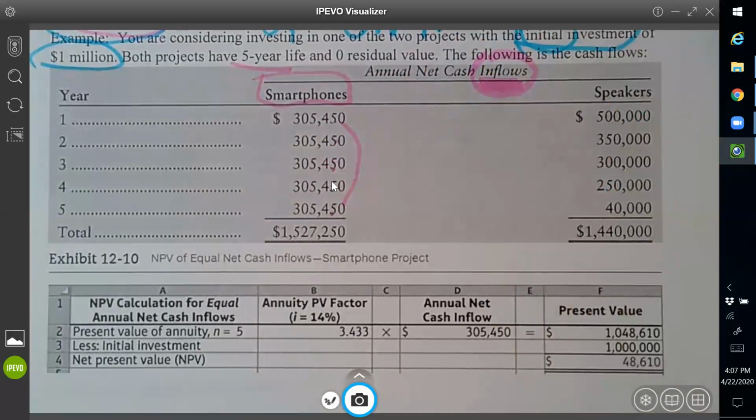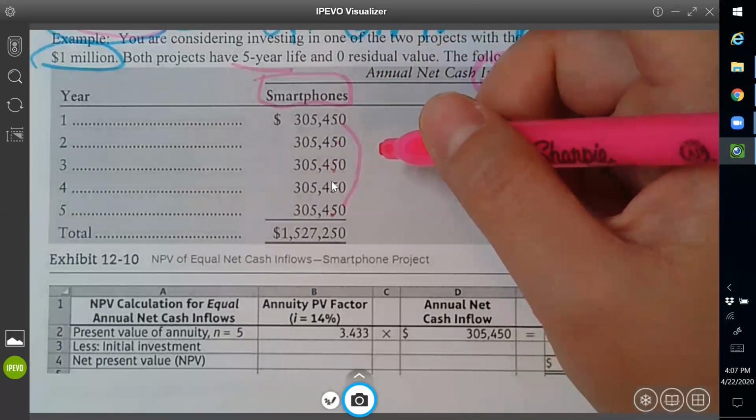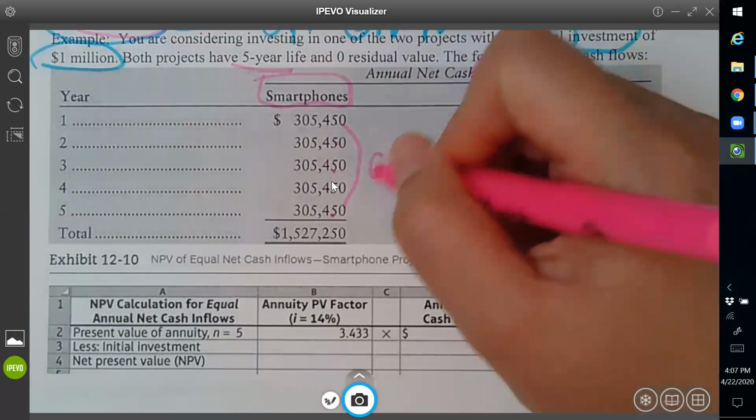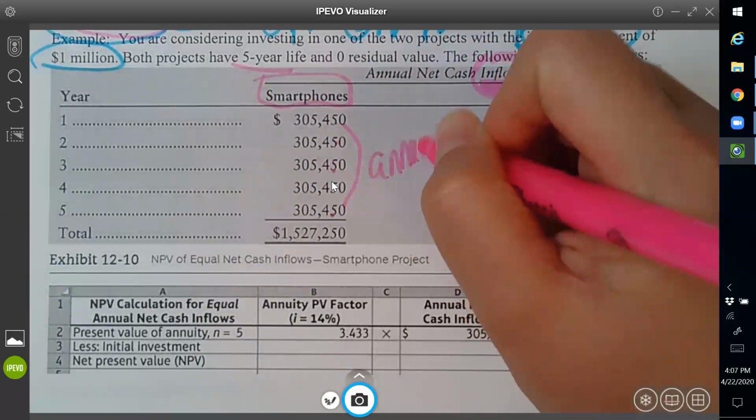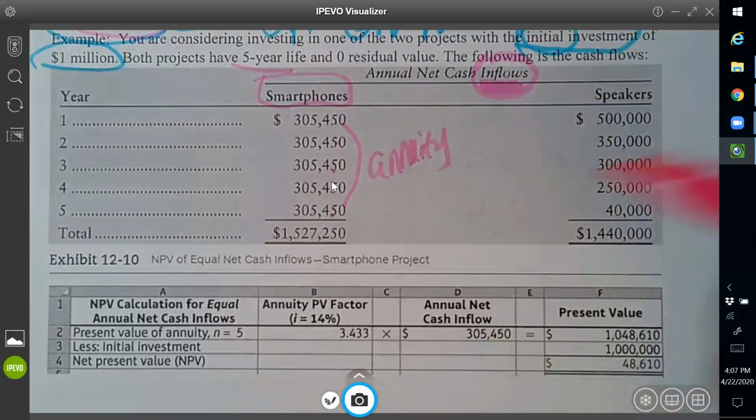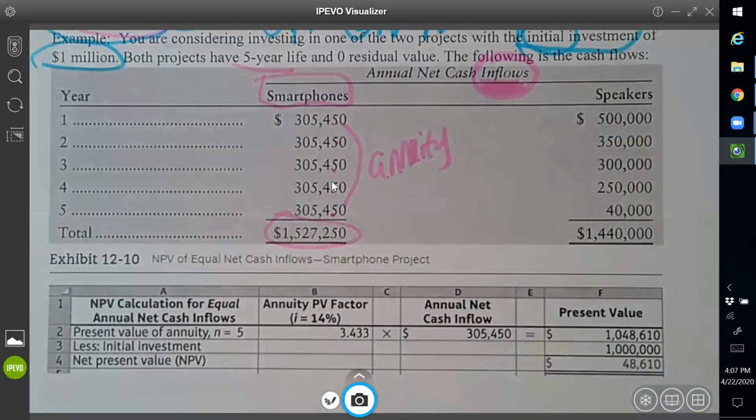What can you think about? Annuity, right? You get the same amount of money for 5 years. So we have to use the annuity table. Overall is 1.5 whatever million. Okay, if you do the speaker, then you will get more money at the beginning and then you get less. Every year is not the same. So we have to use our table A to discount.